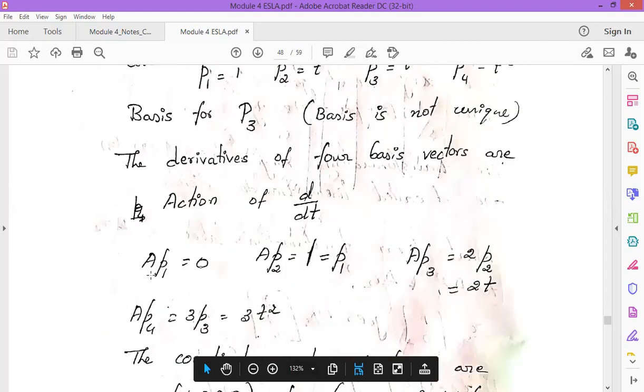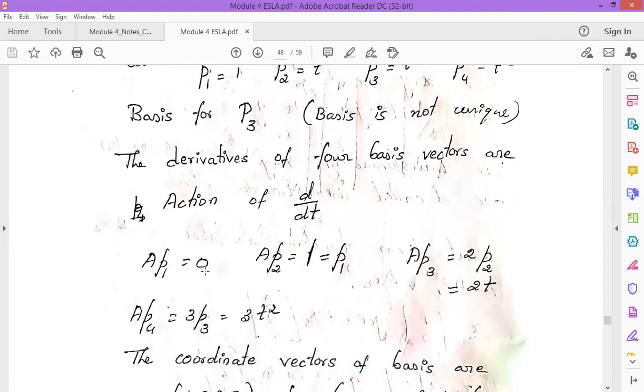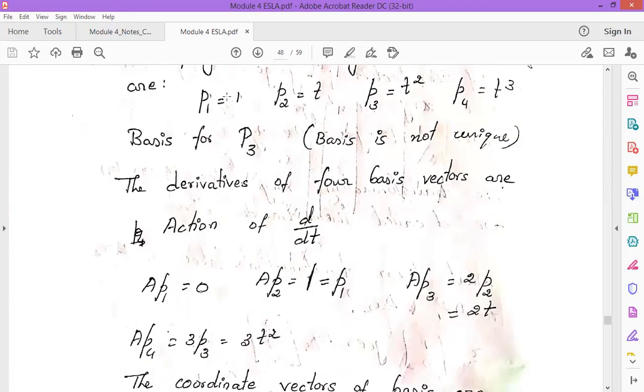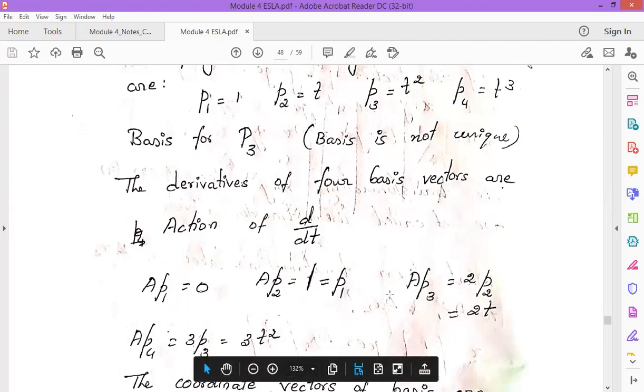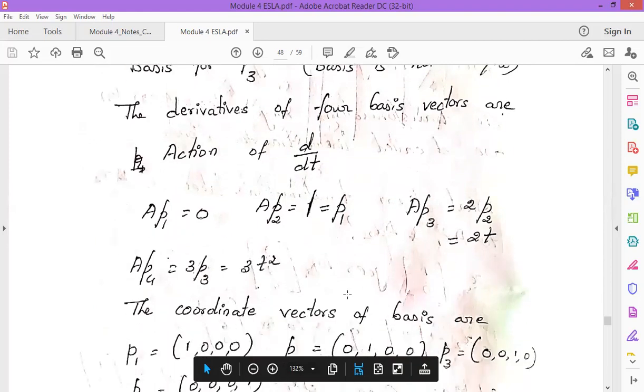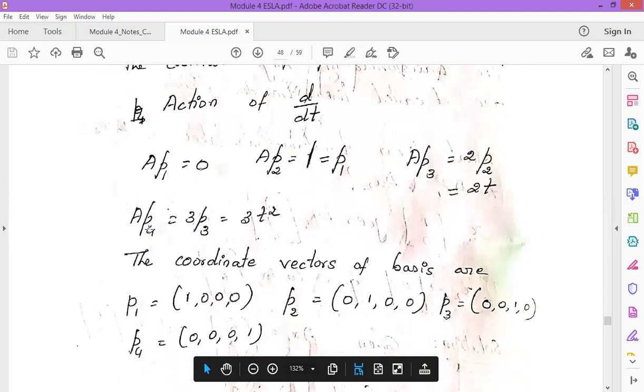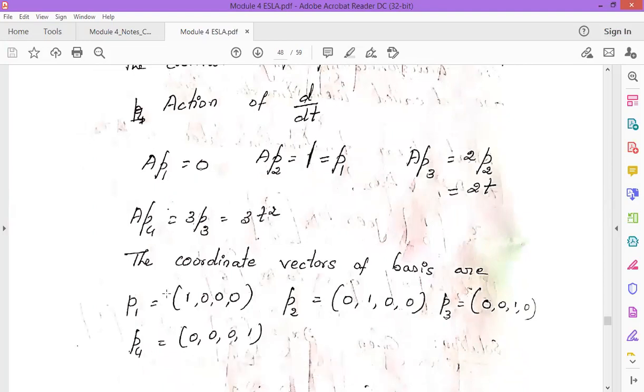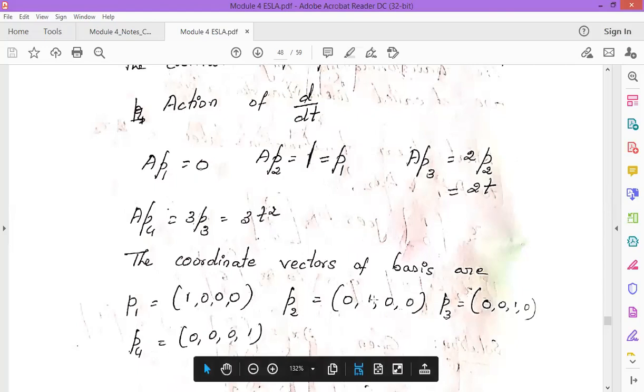So here we can write AP1 is equal to 0. A is nothing but a matrix. So here P1 differentiate with respect to t. Since P1 is 1, as it is a constant, the differentiation of a constant with respect to t is 0. Similarly, P2 differentiate gives 1, P3 gives 2t, and P4 differentiate gives 3t square. So after this step, the next step is you need to write the coordinate vectors for the basis P1, P2, P3, P4, the coordinate vectors or the elements.